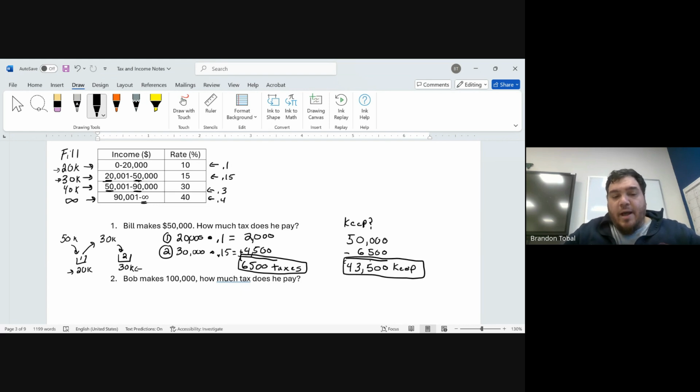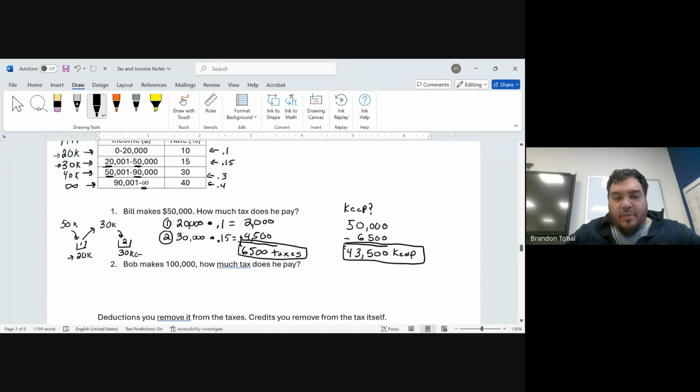Let's talk about number two, Bob. He makes $100,000, but he's in the same bracket, so we're going to still follow the same buckets. So 100K goes into bucket one. I only could put 20K in the first bucket. We figured that out earlier, which means I subtract 20K from the 100K, and I have 80K left over.